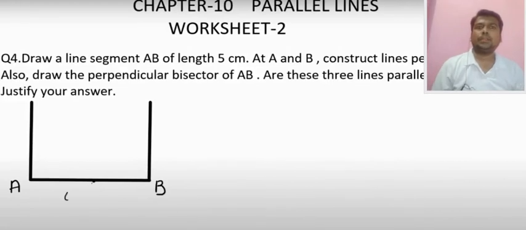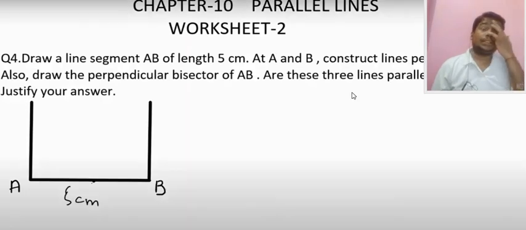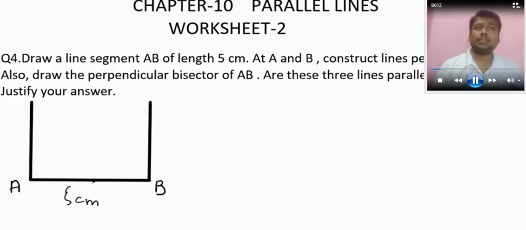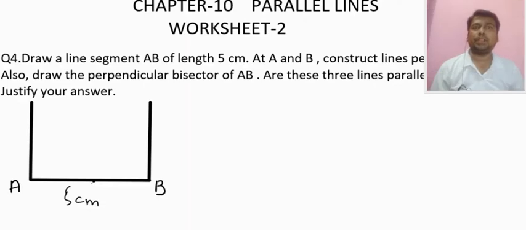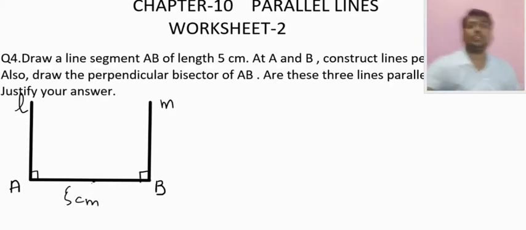Draw a line segment AB of length 5 cm. At A and B, construct the line segments to AB which are perpendicular. Also draw the perpendicular bisector of AB. These are three lines. Now the question is asking, are these three lines parallel to each other? Justify your answer. So the figure may be of this type: AB.